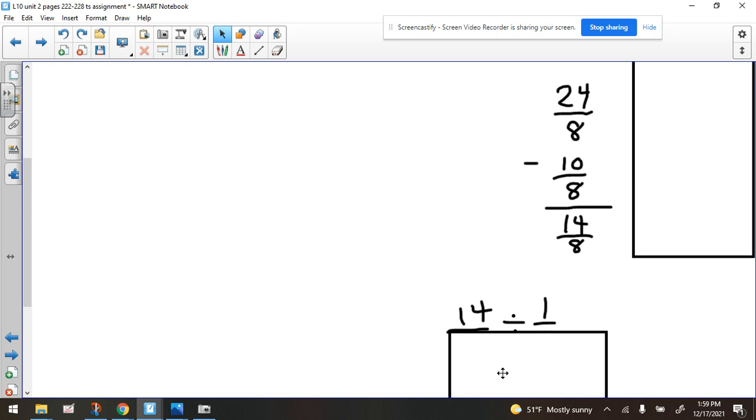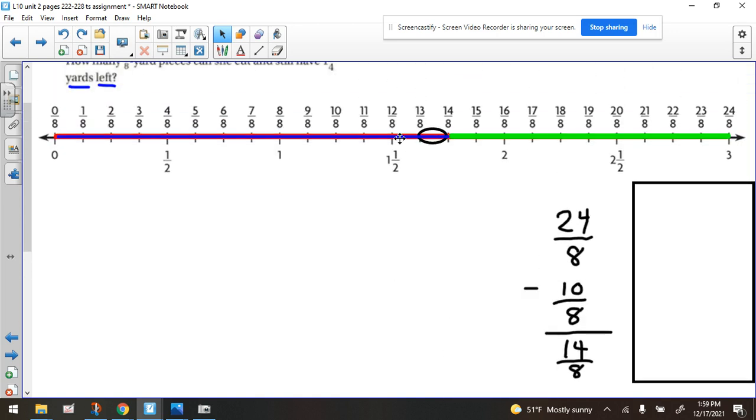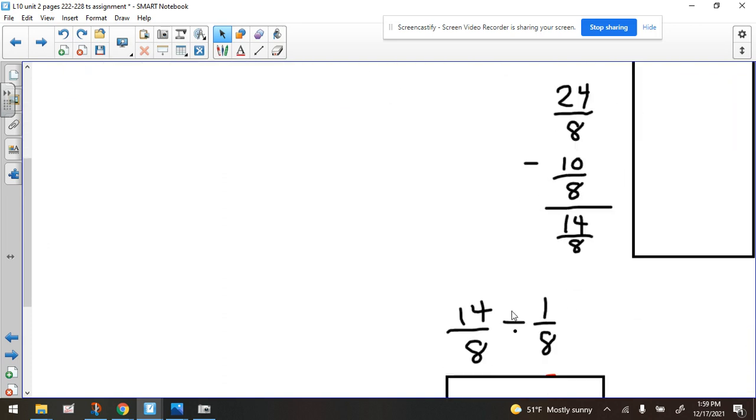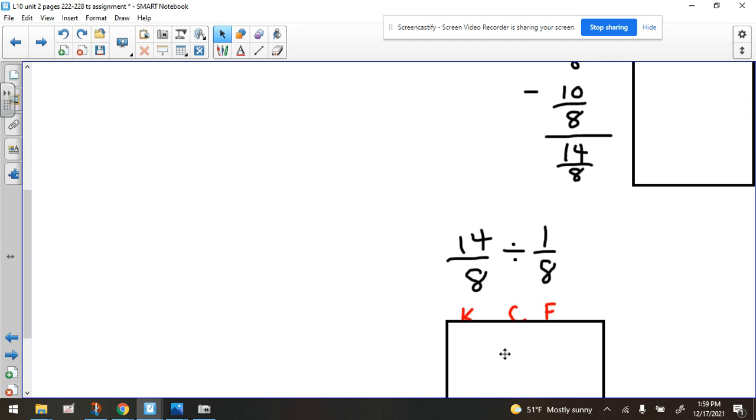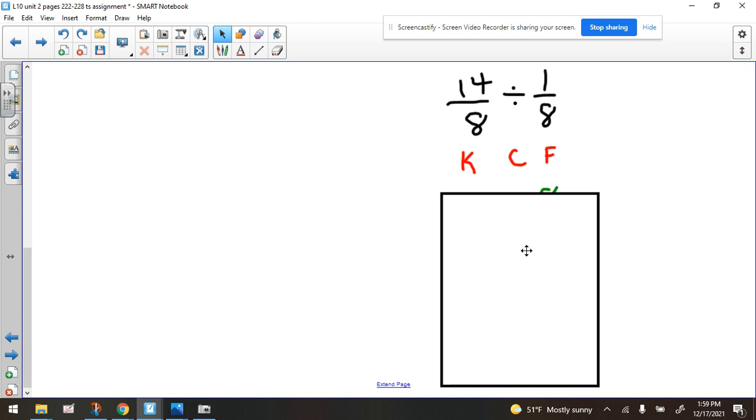So if we do the algorithm, we're taking that amount, which again I have represented here in blue. The amount that's in blue is 14/8. Let's move this again so you can see it. So this is the amount that she had left, and this is what she used. And if we apply keep, change, flip, we keep the dividend, we change this to multiplication, and we flip the divisor to its reciprocal.